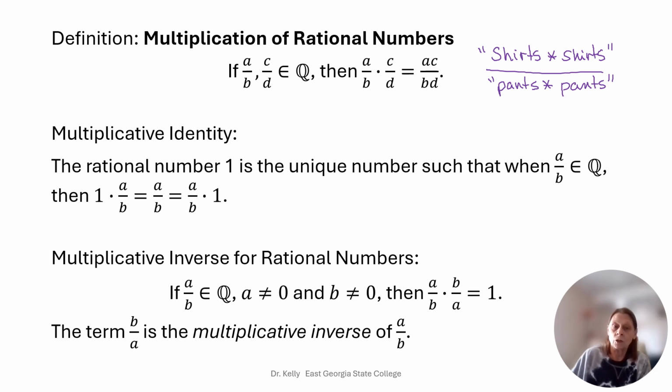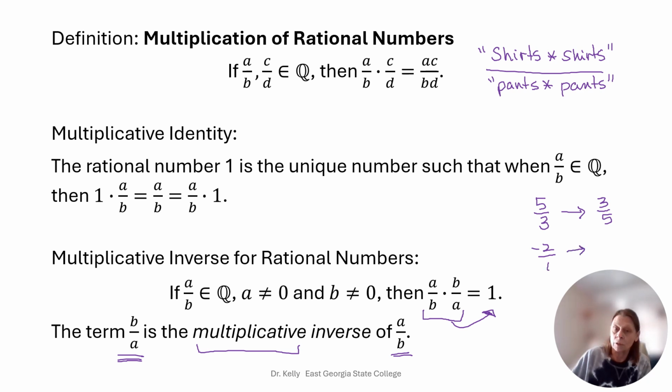So we know that two fractions are multiplicative inverses of each other when you multiply them together and they cancel out to equal 1. Okay? So B over A is the multiplicative inverse of A over B. So if we had 5/3, the multiplicative inverse would be 3/5. If we had negative 2 over 1, the multiplicative inverse is going to be negative 1 over 2. Okay, sign doesn't change to be a multiplicative inverse.